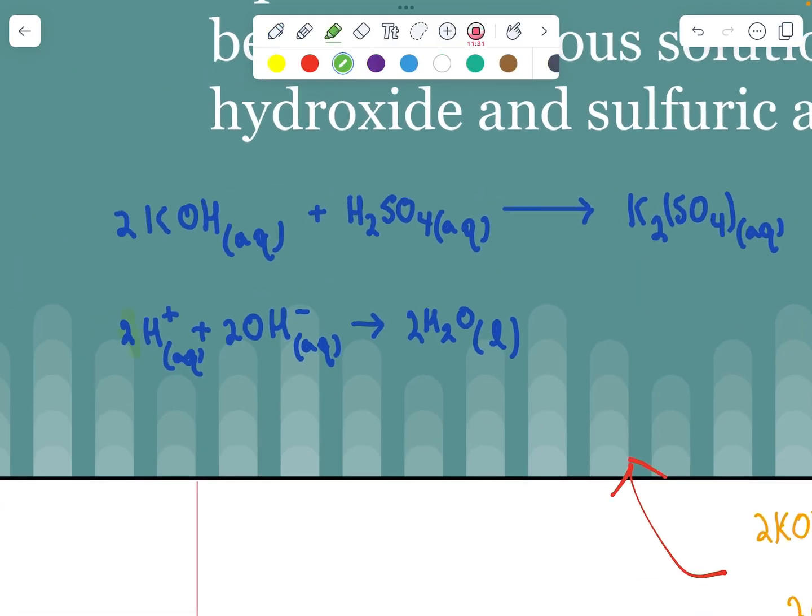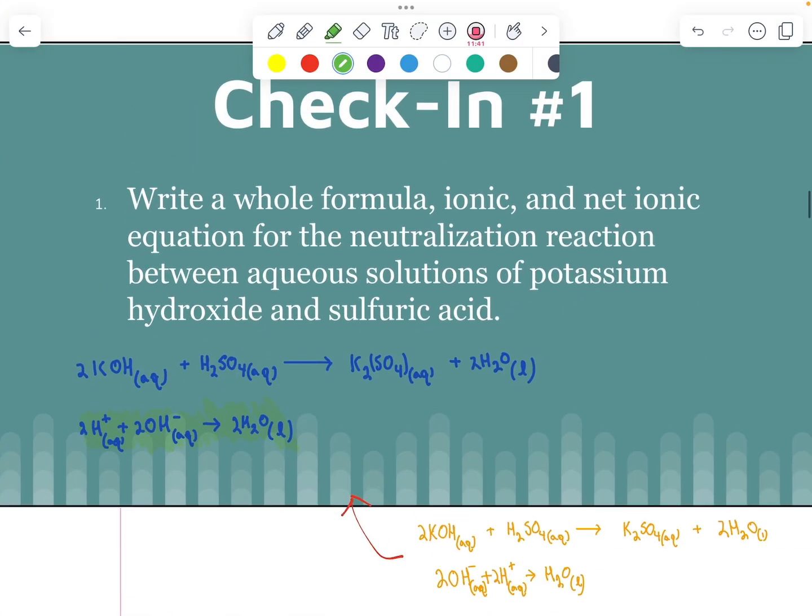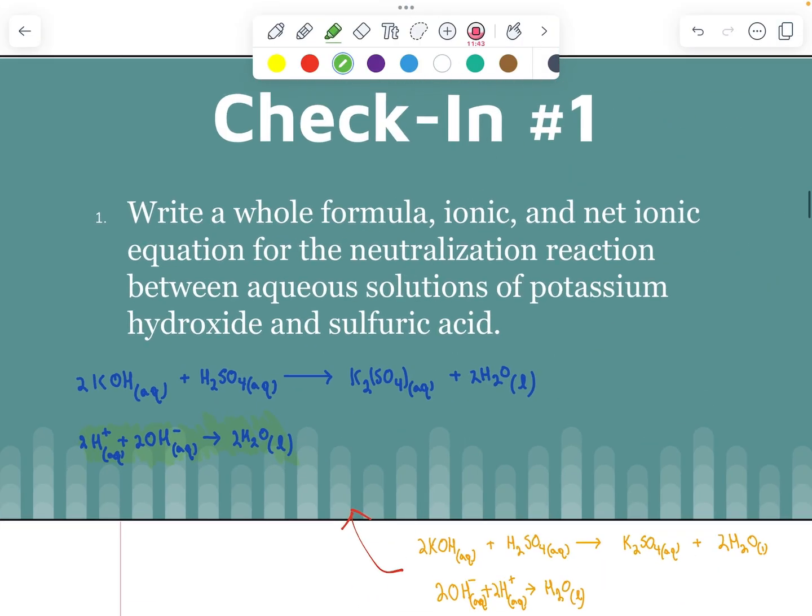And then, of course, if we write our whole ionic equation out, we'll see that the potassium is going to cancel out and the sulfate is going to cancel out because we have an equal ratio on both sides, and they're not involved in the net ionic. So that is a little introduction to acid-base reactions. Let me know if you have any questions or need more practice.